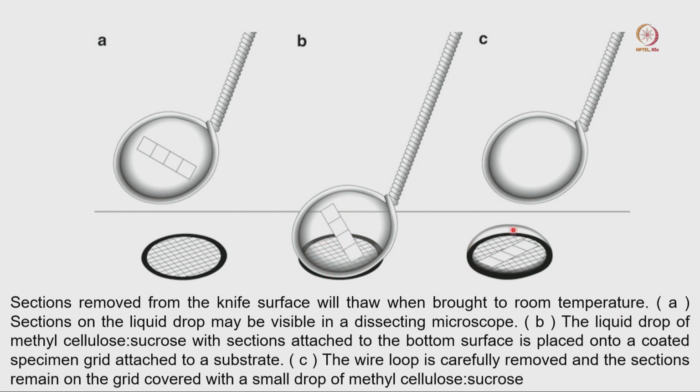Then, there is an extra buffer solution here, as you can see. We blot off the extra buffer solution, and then we use some kind of staining solution to stain the sample. When staining is done with uranyl acetate or uranyl formate, we can use this sample for imaging.